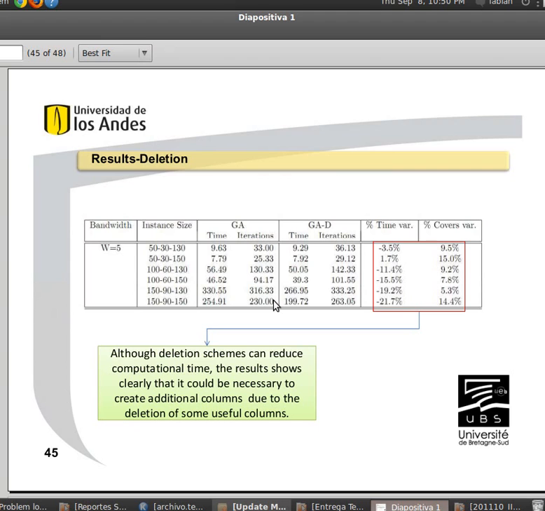The conducted experiment shows that, as expected, the computational times could be reduced by implementing a deletion scheme. However, it is possible that some useful columns will also be deleted and the number of iterations could increase. That is actually not important if the computational times are reduced, as you could observe. The number of iterations could be larger, but there is a reduction in the computational times.